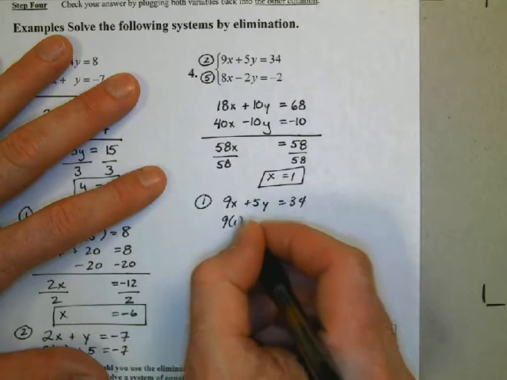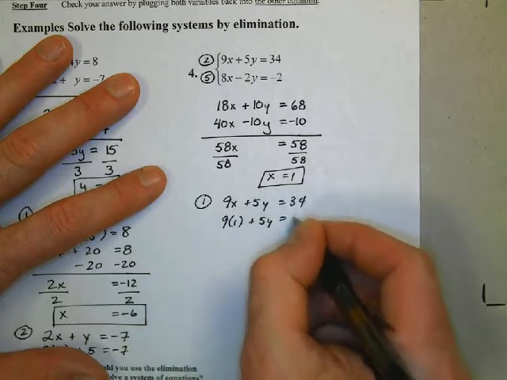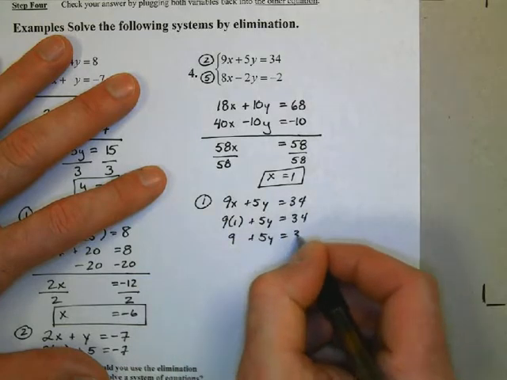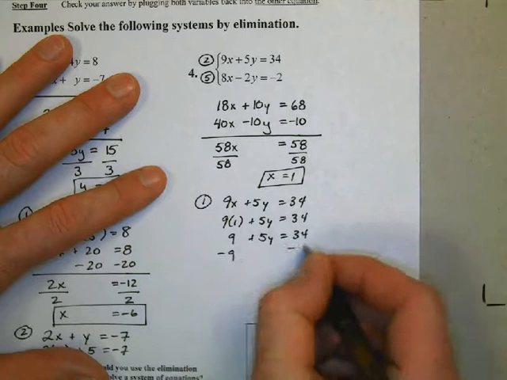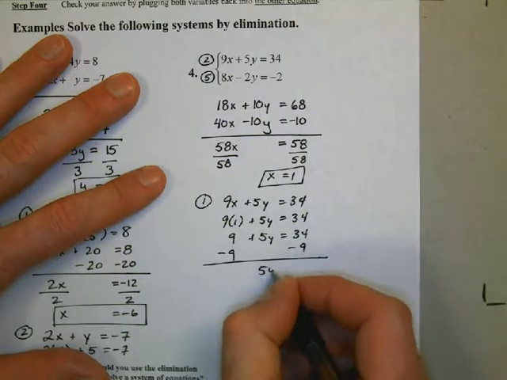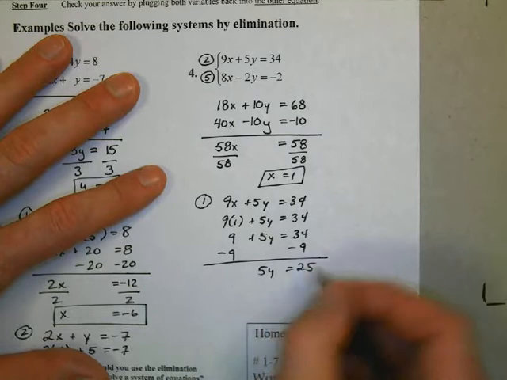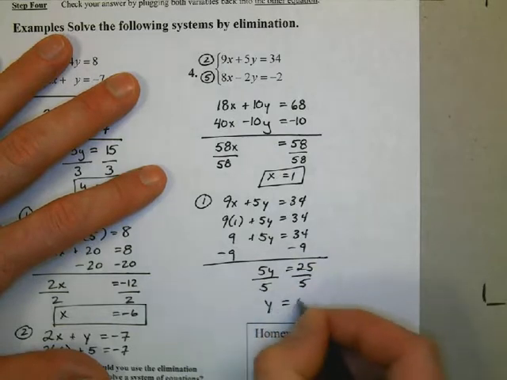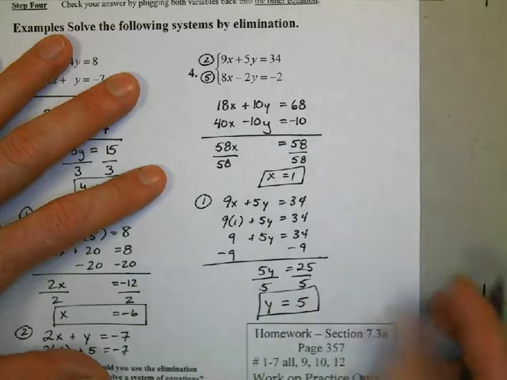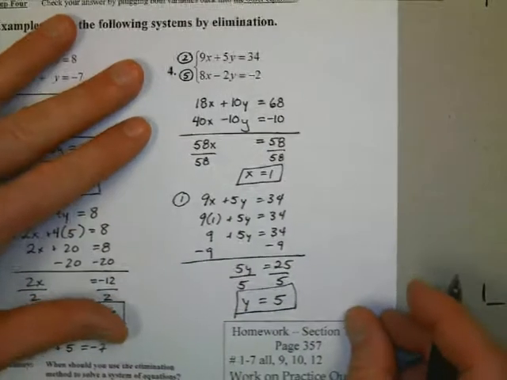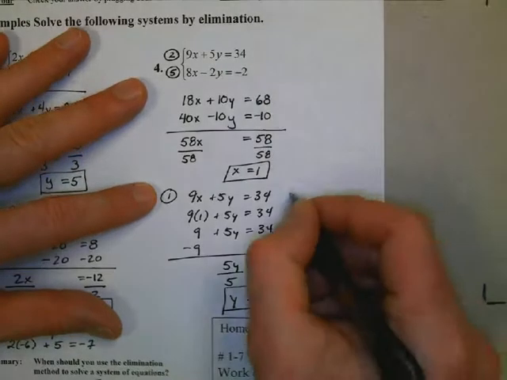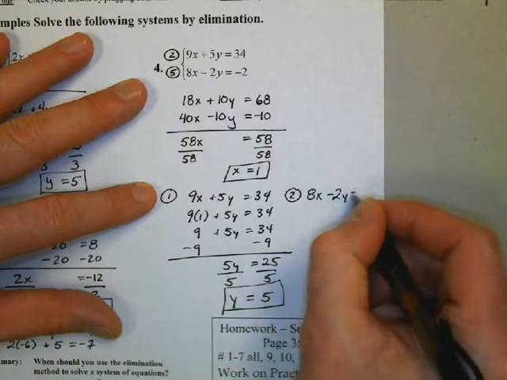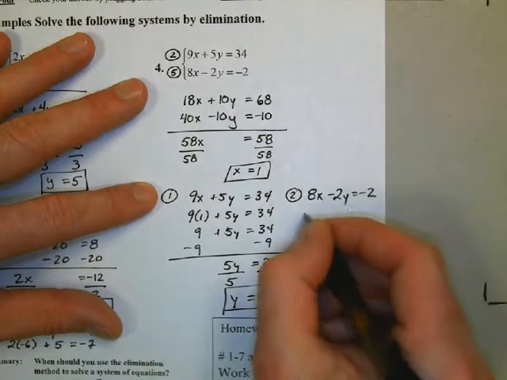With this first answer, we're going to plug it back into either the first equation or the second equation to solve. I'm going to choose the first equation for no other reason than the y is positive. 9x plus 5y equals 34. I plug the x in as 1, and I'm going to solve the equation from there. 9 plus 5y equals 34. I subtract 9 from both sides, and I get 5y equals 25. I divide both sides by 5, and I get y equals 5.